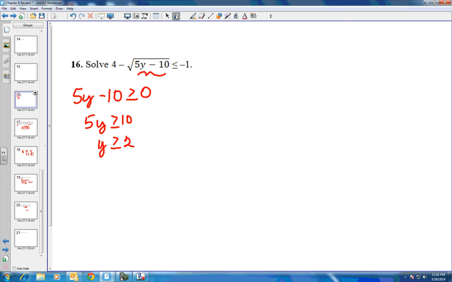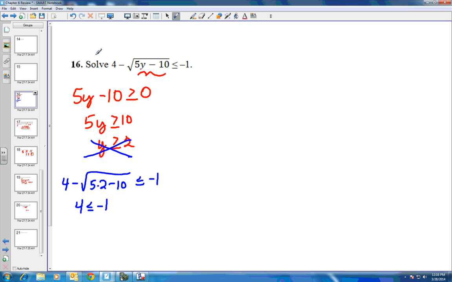Okay, now. So we're going to check a number y is greater than or equal to 2. So I'm going to use 2, and I'm going to plug it into this and see if it works. So 4 minus 5 times 2 minus 10 is less than or equal to negative 1. So this is 10, right? 10 minus 10 is 0, and the square root of 0 is just 0. So I have 4 is less than or equal to negative 1. Is that true? So I automatically know I'm not using that.